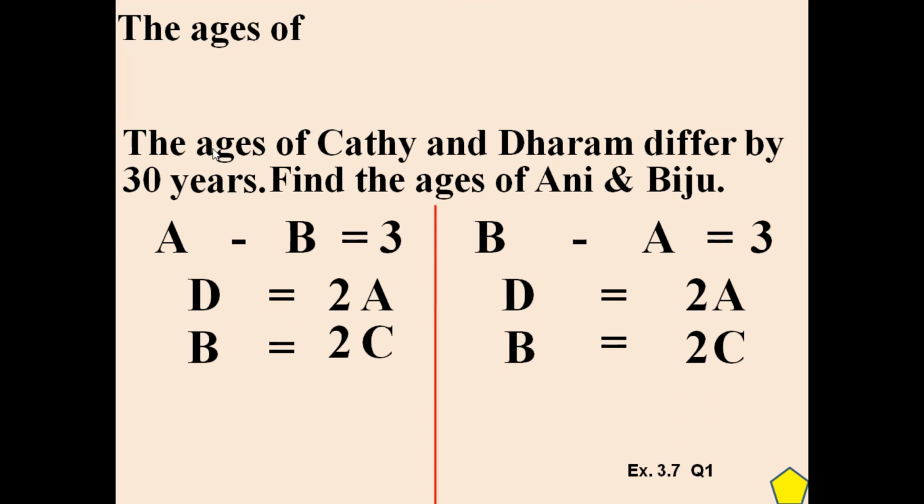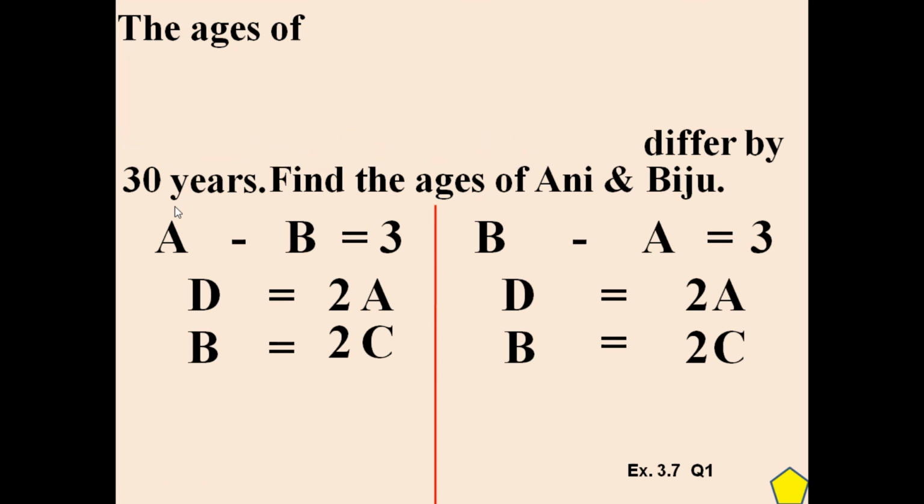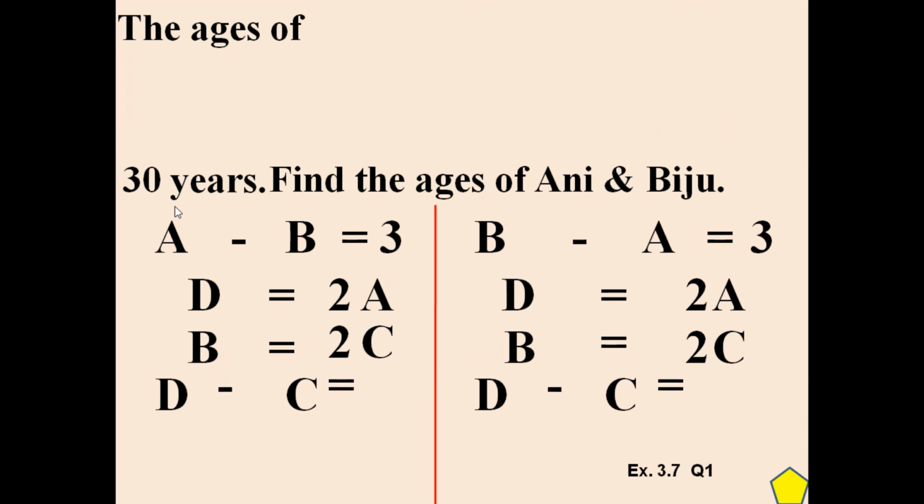Now, let's talk about the fourth comparison. In the fourth comparison, we again see that there is a difference of age given as 30. So, do I write again this also as case 1, case 2? No. Reason? Because we know that Dharam is Ani's father. We are using common sense here. And the difference between Dharam and Kathy is 30, implies that Dharam minus Kathy will be 30. That is for sure. So we are writing Dharam and Kathy, that is D minus C, differ by equal to 30.